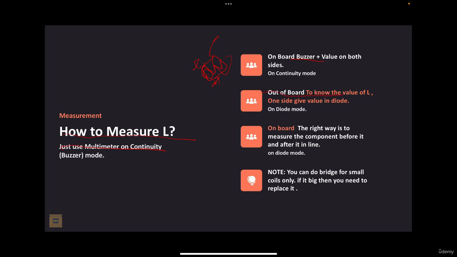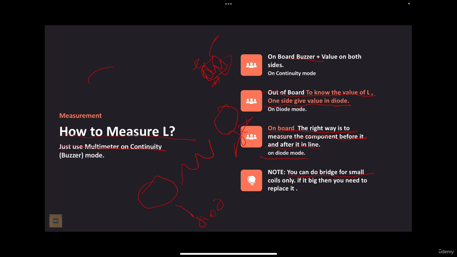Out of board, to know the value of L, if you take it out of the board to measure it, one side will give a value on diode mode. It's super cool. You will get a value on diode mode if you measure it out of board. On board, the right way is to measure the component before it and after it, exactly on diode mode, exactly as we did with the capacitor, but this time on diode mode, not volt mode. There is a capacitor here, a coil here, and a capacitor here. We are going to measure in diode mode here and here. This is exactly like a capacitor, but instead of volt we get a diode reading.